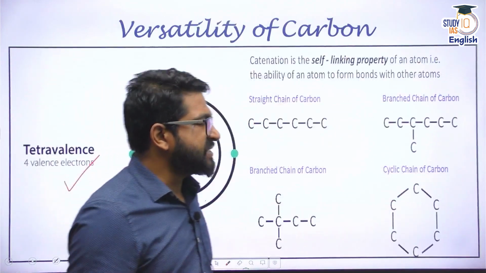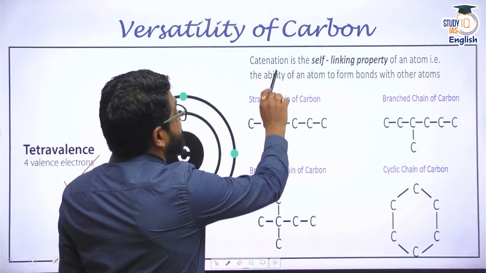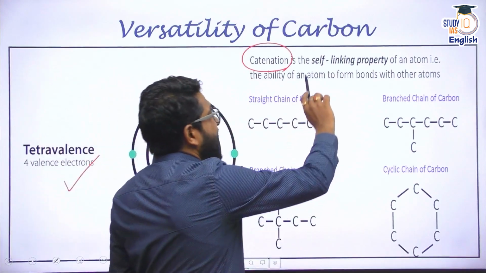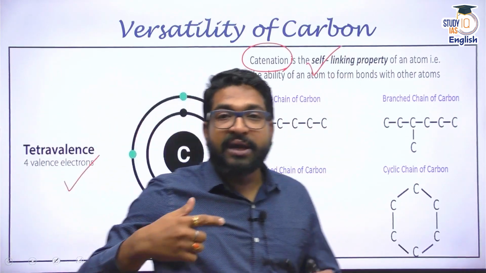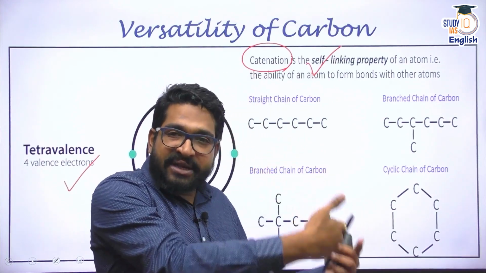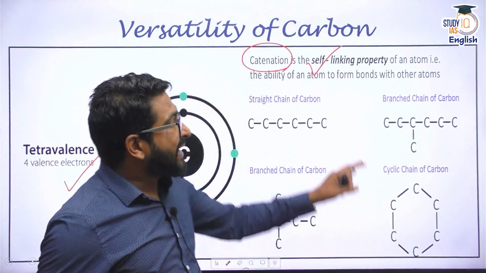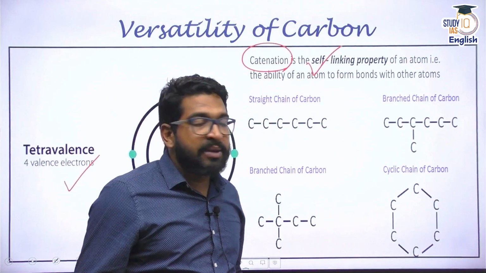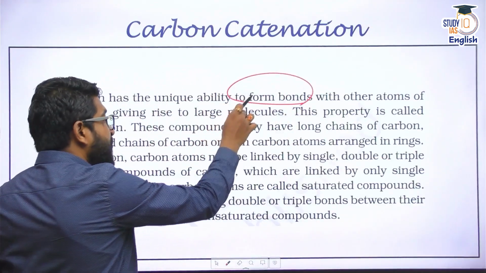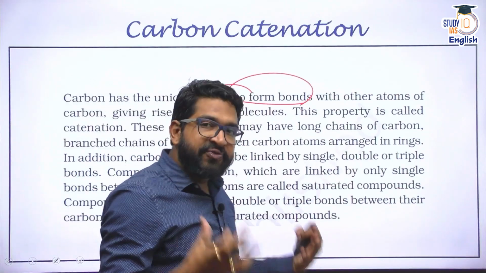Now, apart from tetravalency, there is one more important property of carbon. It is called catenation. Catenation is a self-linking property. As I told you, carbon can share its electrons with itself, or it can share its electrons with other elements, other atoms as well. When it forms a bond with itself, it is called catenation. And catenation is a property because of which carbon can form bonds and lead to formation of larger molecules, and these larger molecules give rise to different kinds of compounds.